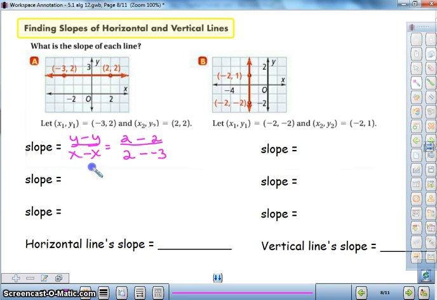2 minus 2 gives us 0. 2 minus a negative 3 gives us 5. Anytime we divide 0 by a number, we get 0. And if we have a horizontal line, the slope is always equal to 0.